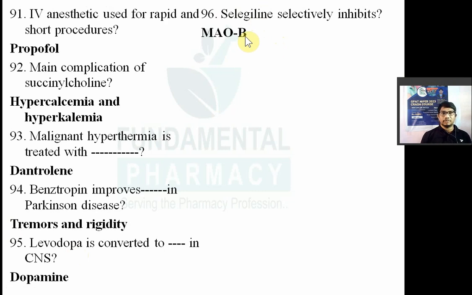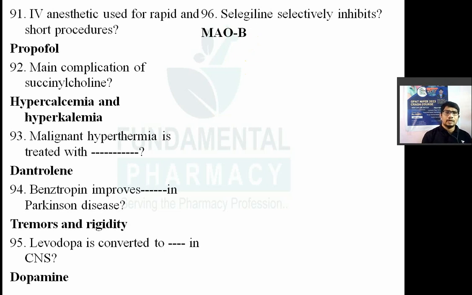What is MAO? Monoamine oxidase. There are two isotypes of MAO, MAO A and MAO B. Selegiline inhibits MAO B. Now what is the role of MAO A and MAO B? MAO B is involved in the metabolism of dopamine, and that's why inhibition of MAO B by selegiline is helpful in Parkinsonism.